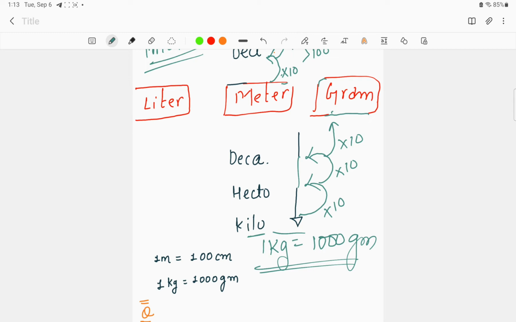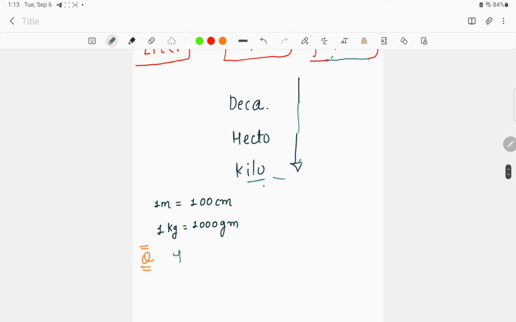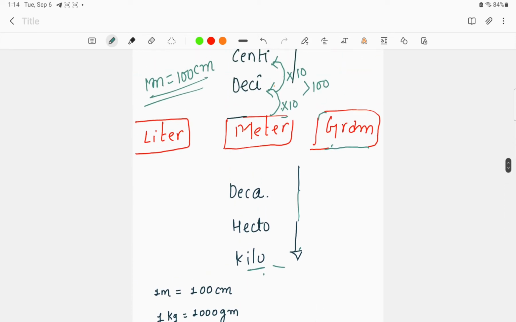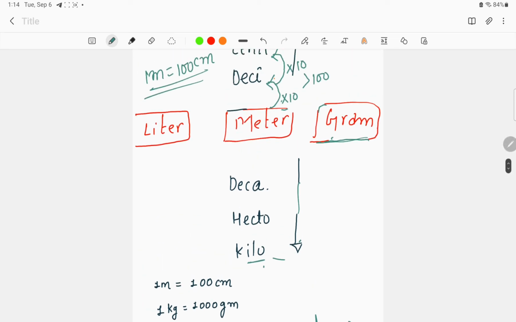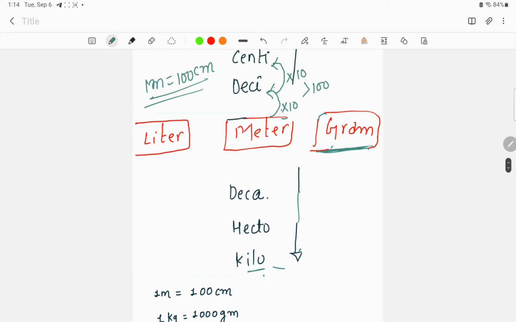Okay, if they had asked us the question like 1 gram is equivalent to how many kgs, right? If this is the question they have asked us, the very first thing which we have to do is find out in this chart where the gram is. Okay, here is the gram, right? Now the conversion asked is 1 gram is equivalent to how many kgs, that is kilograms, right?